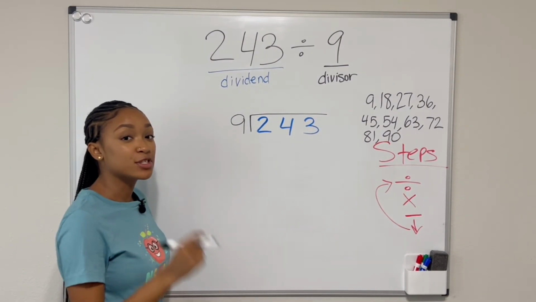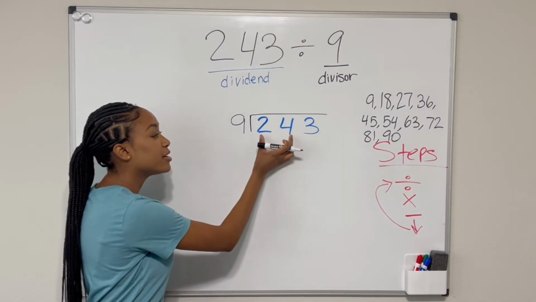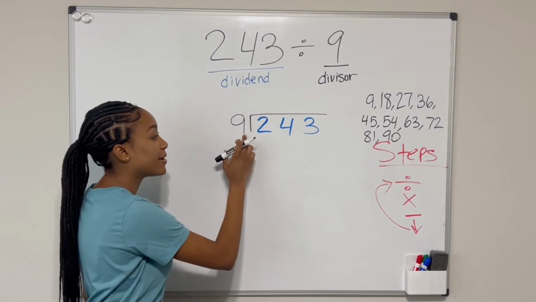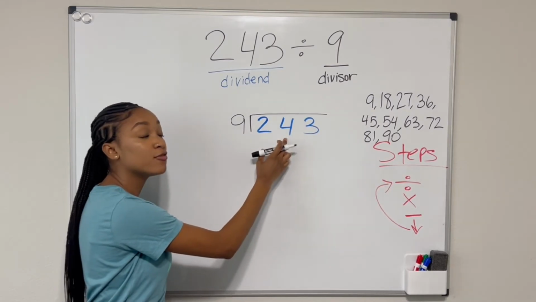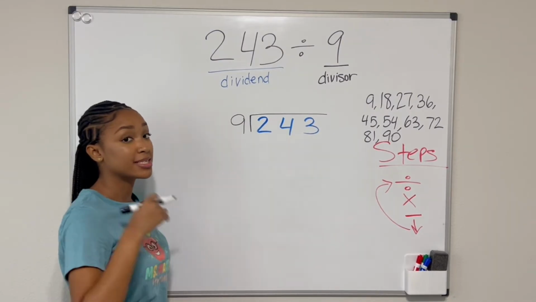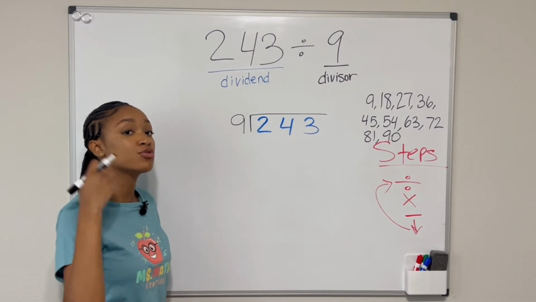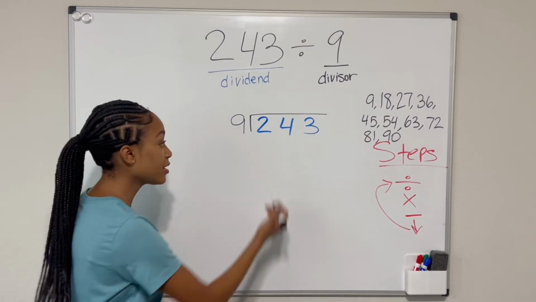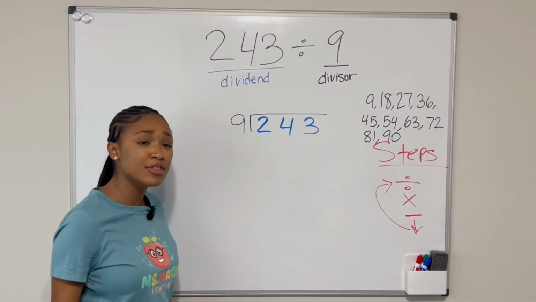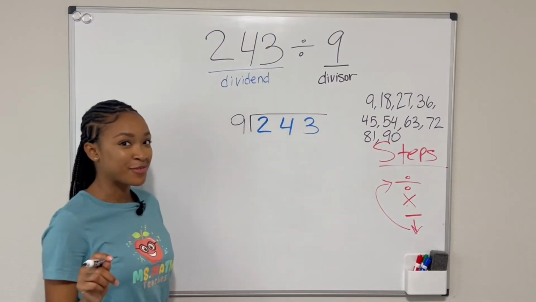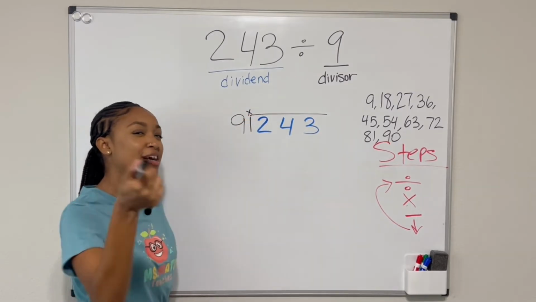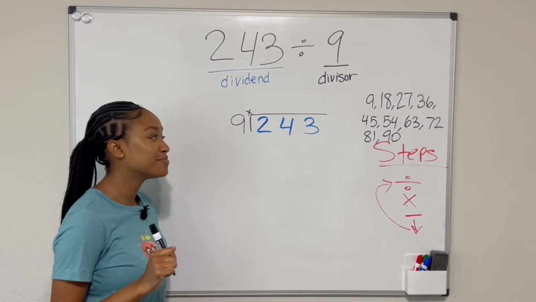But if 2 is next to another number, I can combine those numbers. So instead of dividing 2 divided by 9, I can now divide 24 divided by 9. And yes, I can put 24 into 9 equal groups because 24 is greater than the number 9. First step, divide 24 divided by 9. How do I do that? I'm going to multiply. There is an invisible multiplication symbol right here. Go ahead and write it down so it's not invisible for you.